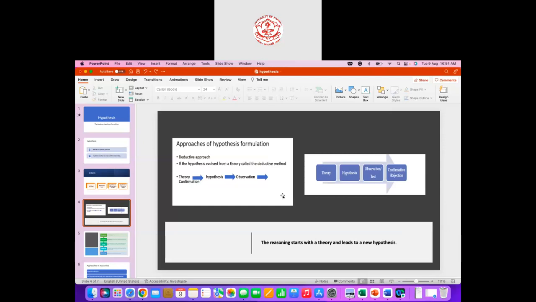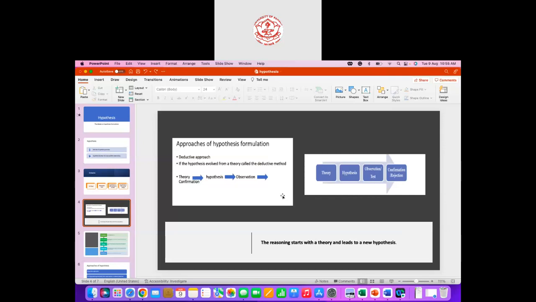But someone contradicted the theory, and again a new theory has evolved. So we can also set a hypothesis based on the new theory. Anyway, the theory is important in this deductive approach. We start from the theory, from the theory we develop a hypothesis, we collect the data and analyze the data, and after that we get a conclusion. Based on the conclusion, we can confirm the theory, or sometimes we can oppose the theory.